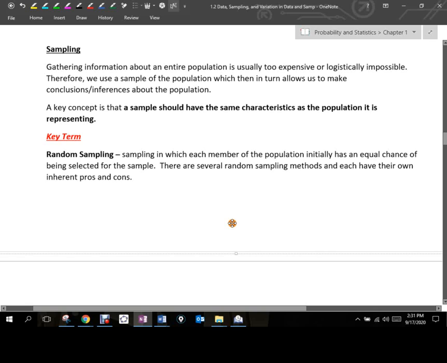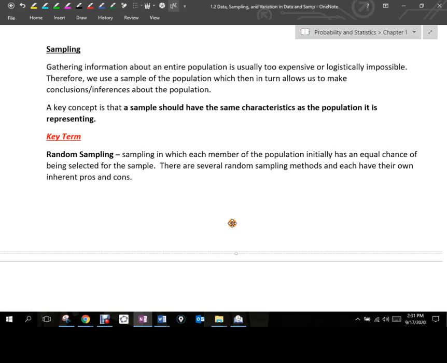Okay, so sampling addresses the fact that gathering information about an entire population is usually too expensive or logistically impossible. That's something that we cannot do. Now, if you guys were the entire population, this class of 20 people, and I wanted to learn something about you, I could easily, logistically, talk to every one of you and get the information I need. Does that make sense?